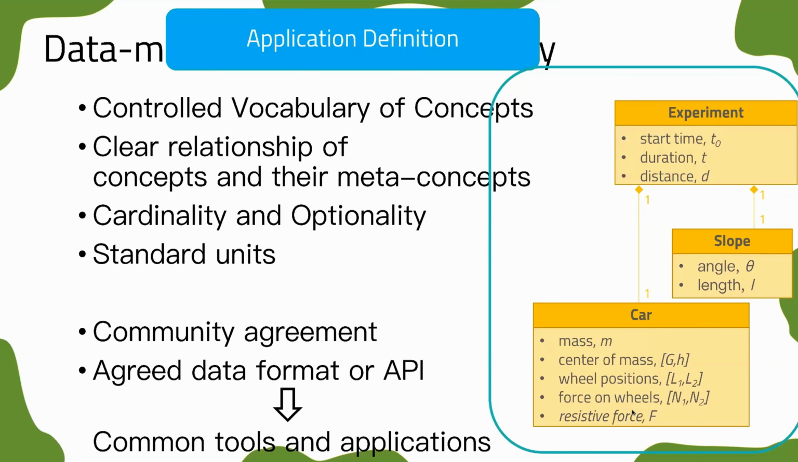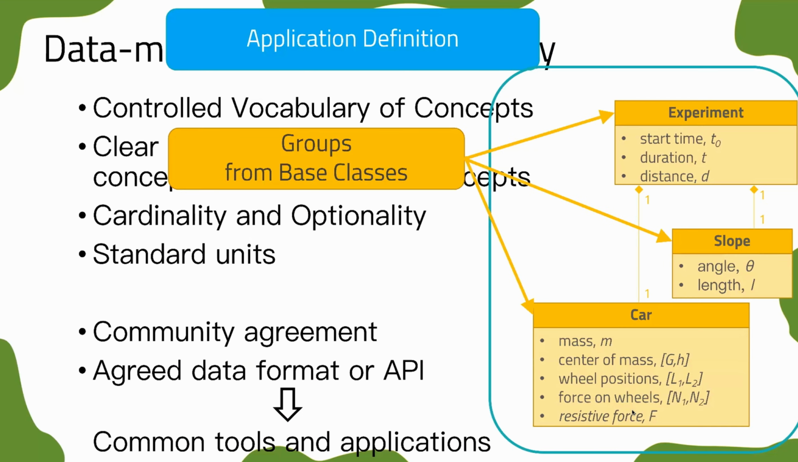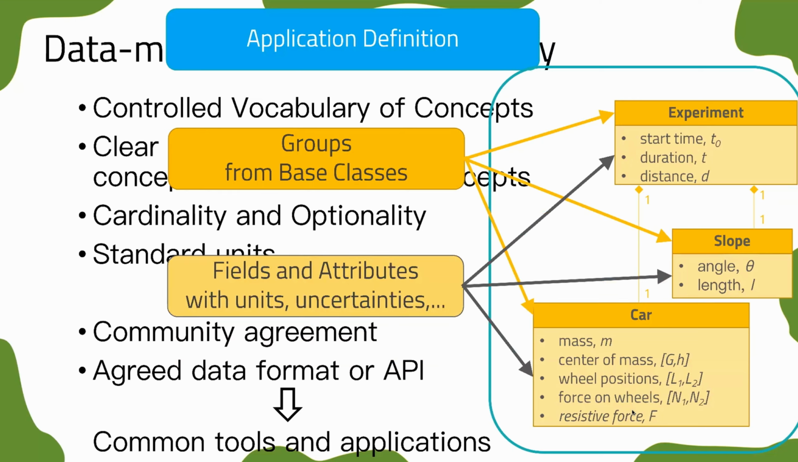How is this modeling done in NXDL, the NeXus definition language? When we want to describe an experiment, we write an application definition which describes what this experiment is about. When we do that, we are creating groups which are formed from so-called base classes, like experiment base class, car, or slope in this case. And these contain fields and attributes where you can also describe the units. They must actually come together with the units, and also uncertainties and other properties can then be attached.